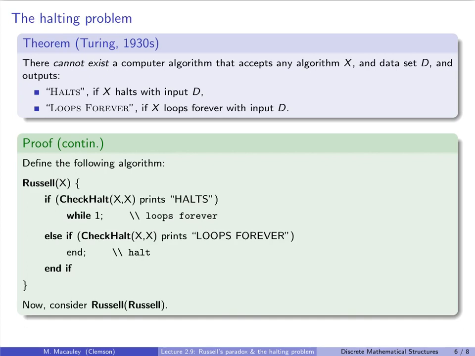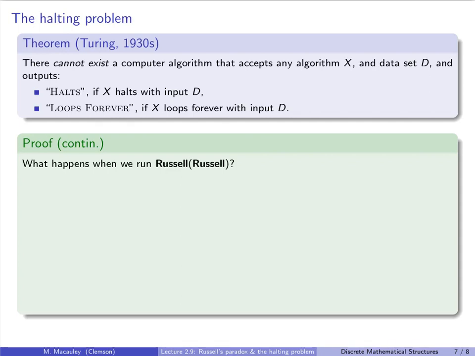What happens if you take this program Russell, which I have explicitly written out the pseudocode for, though its existence absolutely depends on the existence of check halt, and we take this program and we input itself into the program? We run it on itself. Think about what happens. This is where we are going to run into Russell's paradox. Let's see why.